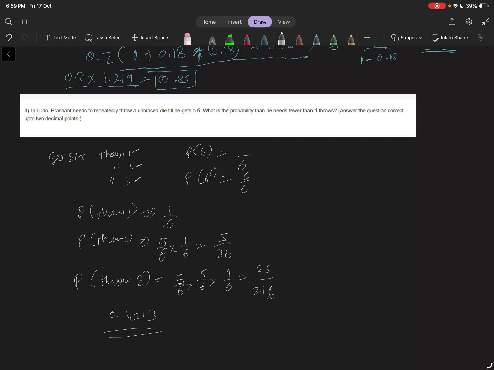So all in all, I hope this was pretty straightforward and this makes sense. And moving on, we will solve some more questions regarding geometric series and binomial probabilities. Thank you.